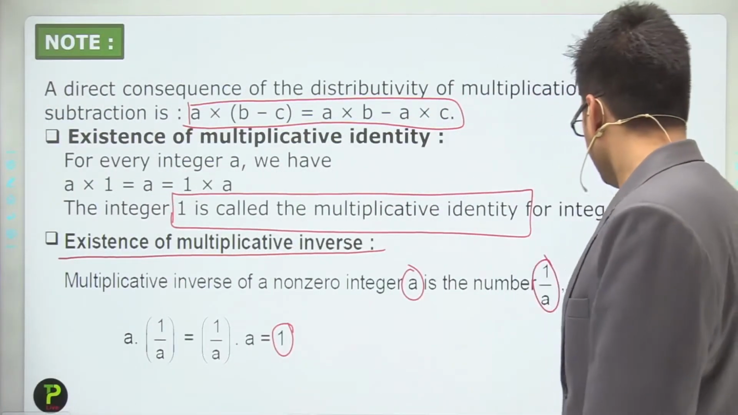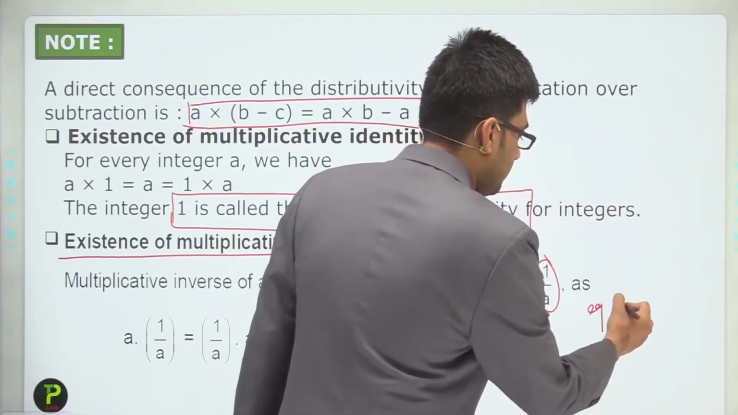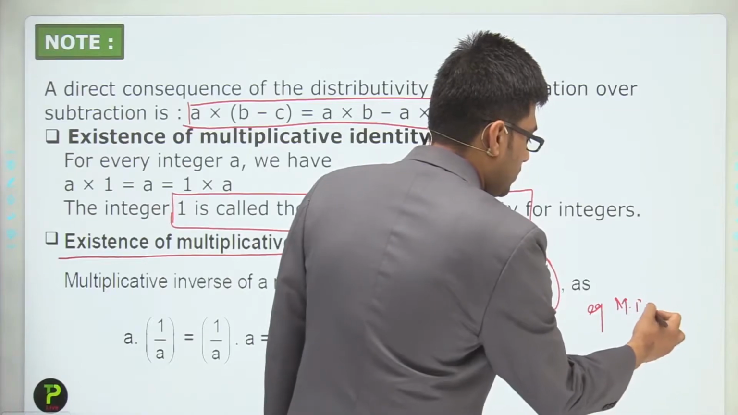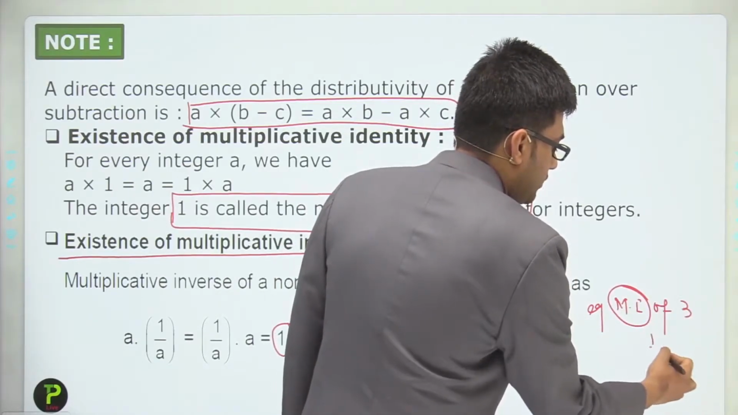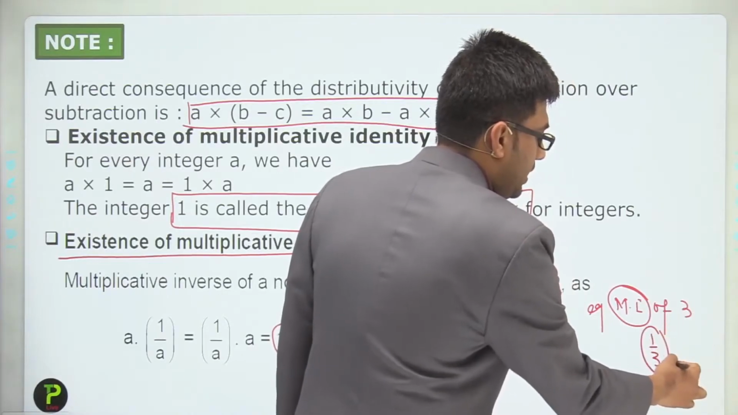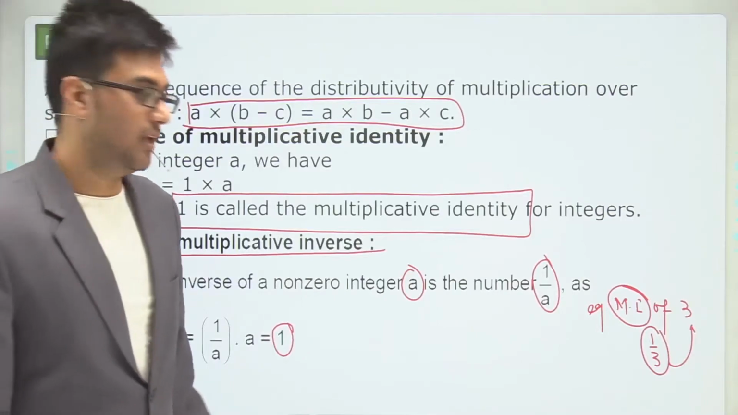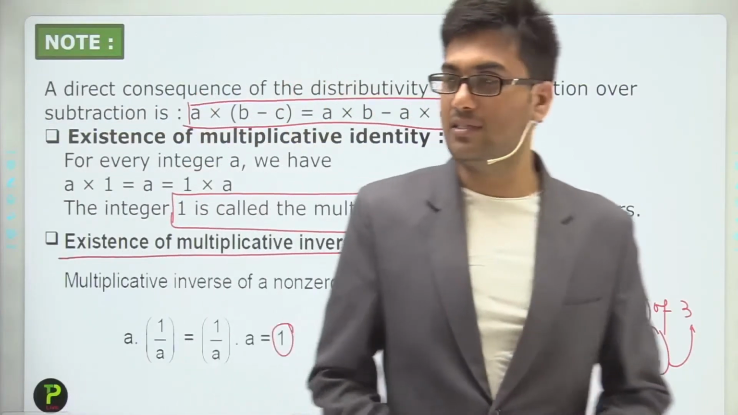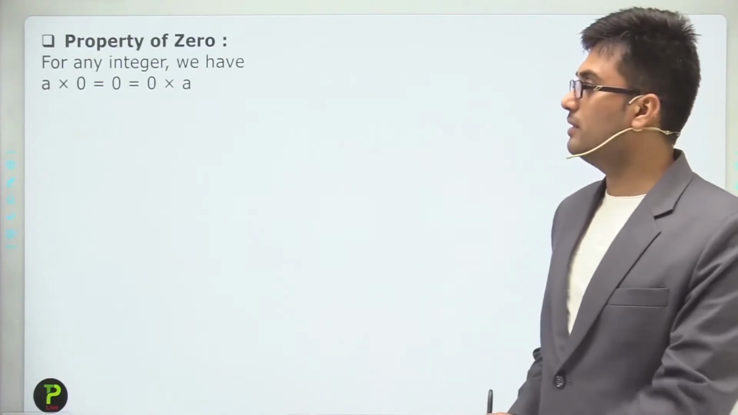For example, if we have to find the multiplicative inverse of 3, that is equal to 1 upon 3, and the multiplicative inverse of 1 upon 3 is what? It is 3. Clear? So students, I hope you understand these notes. So now after this, let's move to the next.